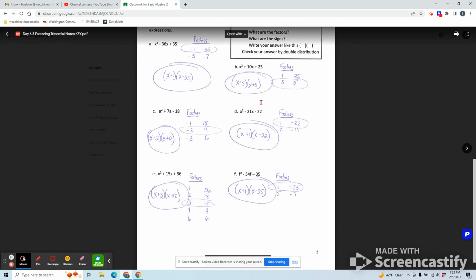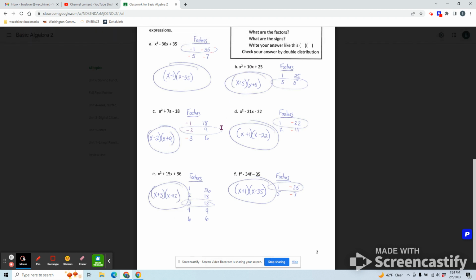I do the same thing with the next one. I list the factors of 25 and figure out which ones add to give me 10. Because it goes positive, positive, everything is positive. 1 plus 25 is not 10. 5 plus 5 is 10. So those are the factors that I'm choosing.